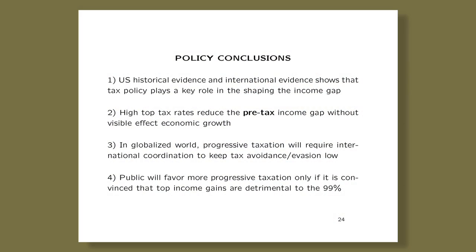But I just want to show you the contrast. It's very easy for economists to find evidence that top tax rate policy affects top incomes. It's much harder for economists to find evidence that top tax rate policy affects economic performance. So to conclude, US historical evidence and international evidence show that tax policy plays a key role in shaping the income gap. It's harder to find evidence on effects on economic growth. Obviously, even if you believe in the rent-seeking scenario, in the modern globalized world, progressive taxation will require international coordination to keep tax avoidance and evasion low. So I don't want to discard this issue: even if the public really wanted higher taxes on top incomes, you would have to think carefully about tax evasion and tax avoidance consequences.